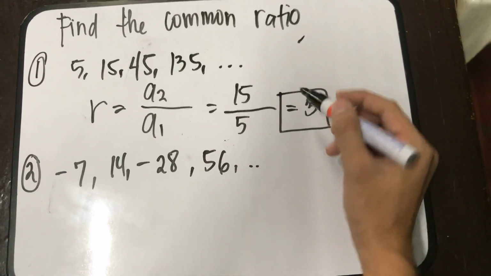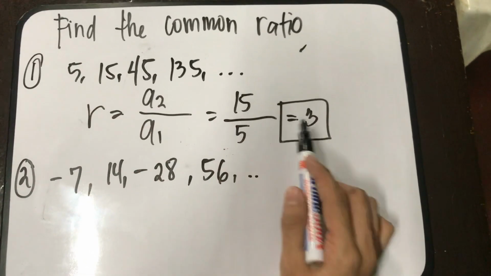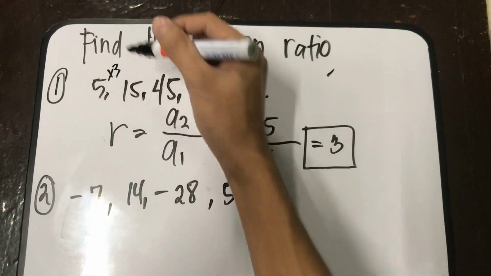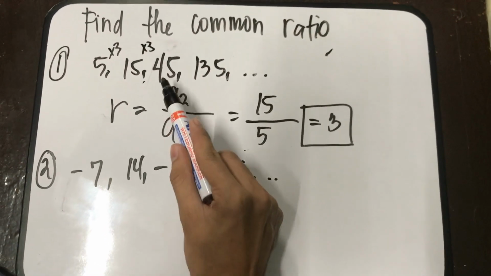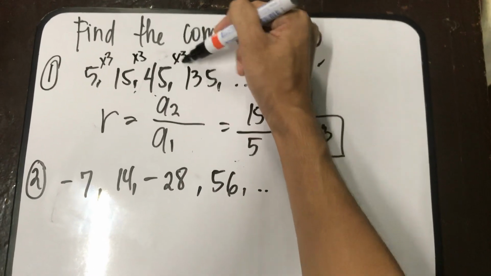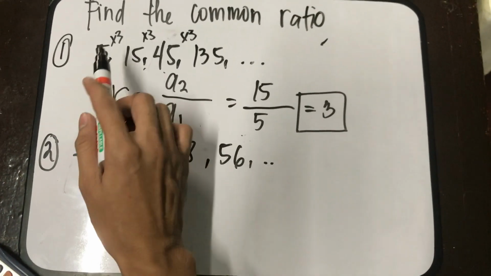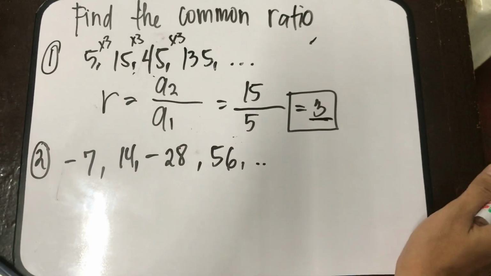Sa geometric sequence, ang common ratio natin, minumultiply natin siya sa bawat terms natin. So, we have 5 times 3, that is 15. 15 times 3, that is 45. And 45 times 3, that is 135. Ibig sabihin, sa bawat consecutive terms natin, there is a common ratio of 3.